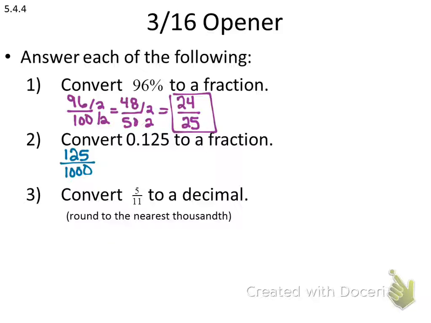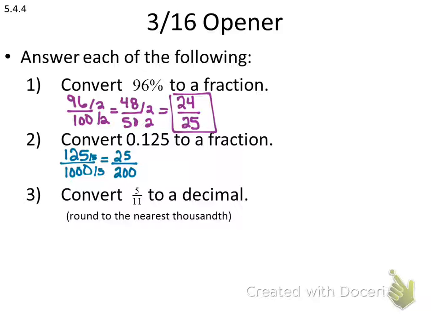So what do I need to do with this yet? Yeah, we're going to reduce it. So we're going to reduce by 5. So what's 125 divided by 5? 25? So 125 divided by 5 is 25. Okay, what's 1,000 divided by 5? I got 200. Okay, can I reduce further?